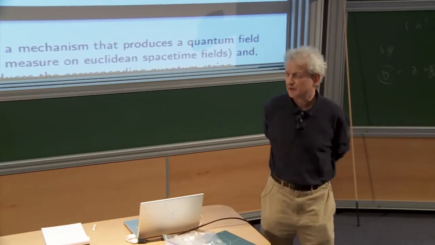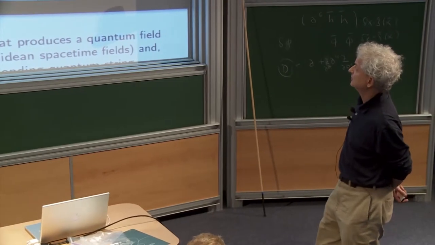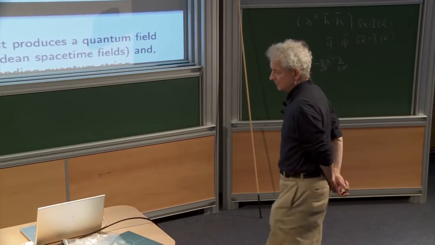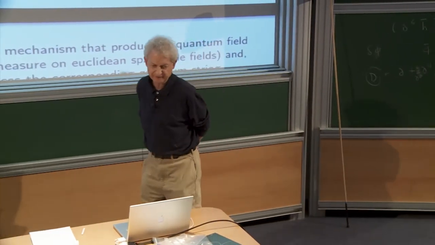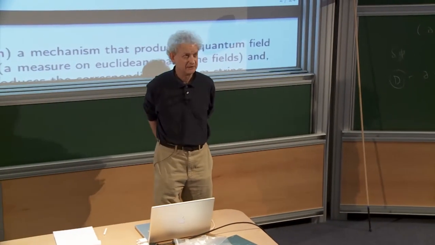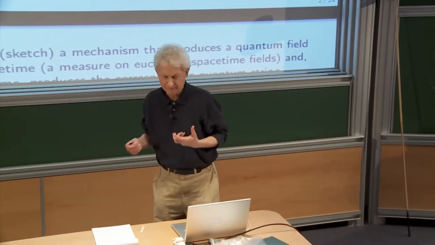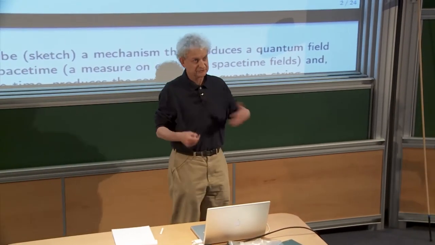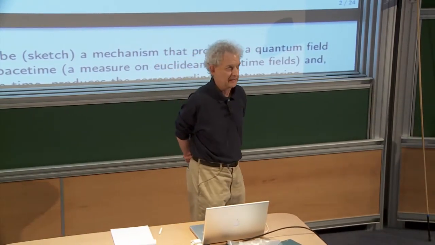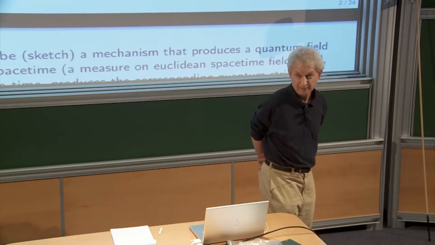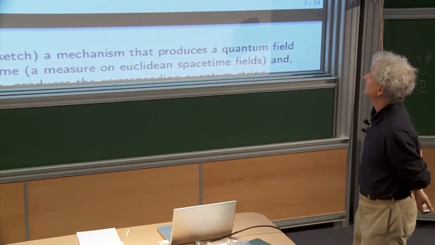Okay, so I'll be sketching a proposal, a proposed mechanism that produces quantum field theory in space-time, a real quantum field theory, a measure on space-time fields, which is equivalent to a Hamiltonian. And at the same time produces a quantum string background.